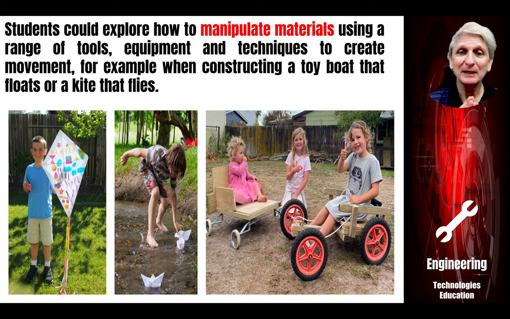Another aspect is around manipulating materials. So how we use tools and equipment and techniques to change the materials. So for example, how we might put together a kite. We might use glue or sticky tape or Velcro or other approaches, hot glue guns. There may be different ways of making that kite, different ways of manipulating it. How we cut the balsa wood struts. We might use scissors, we might use a knife, we might use a saw.